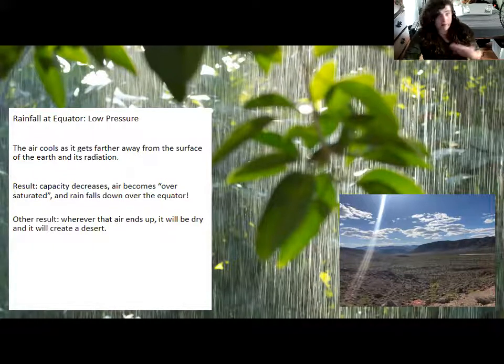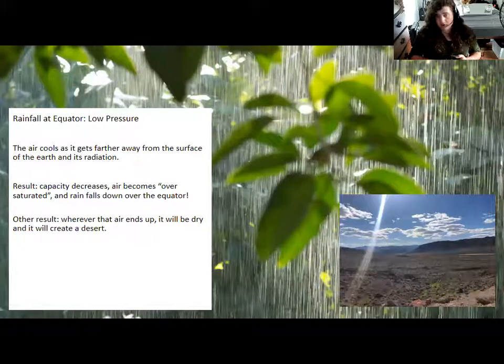So in the case of the Hadley cell between 30 degrees and the equator, the air that falls at 30 degrees north or 30 degrees south will be very dry.